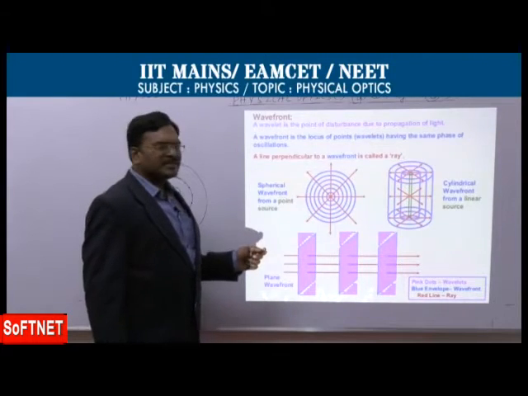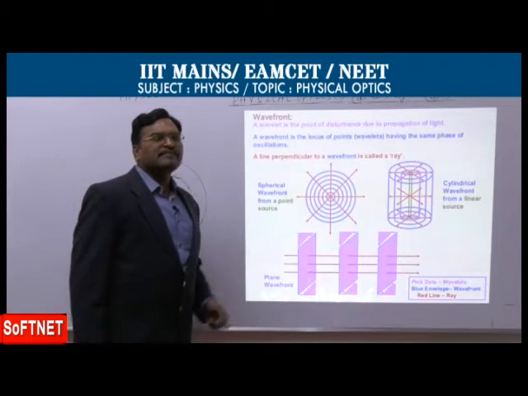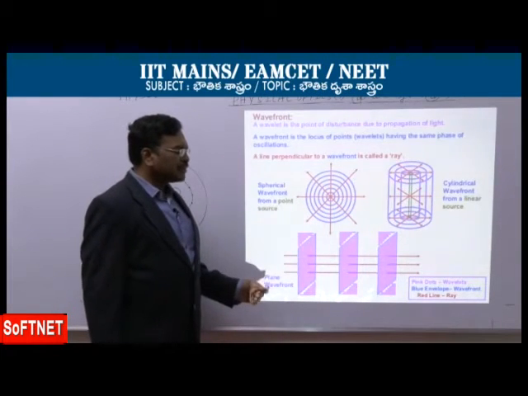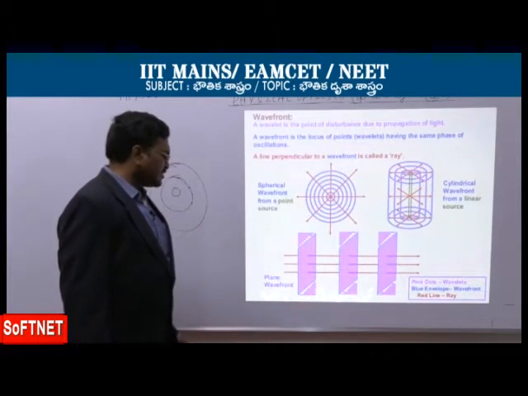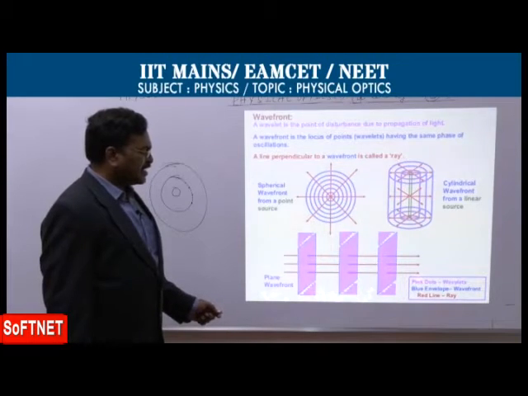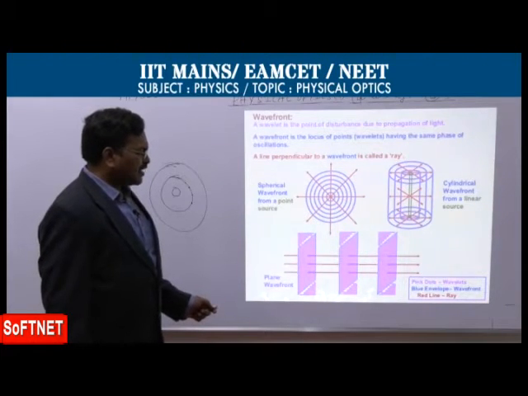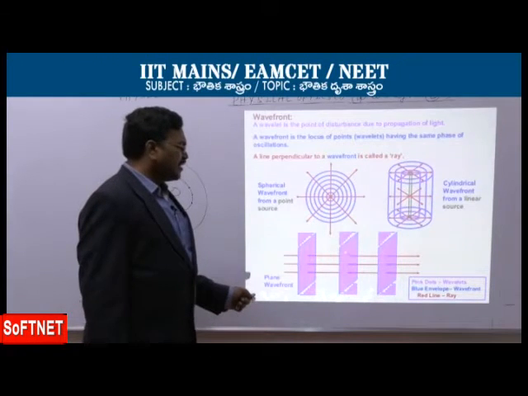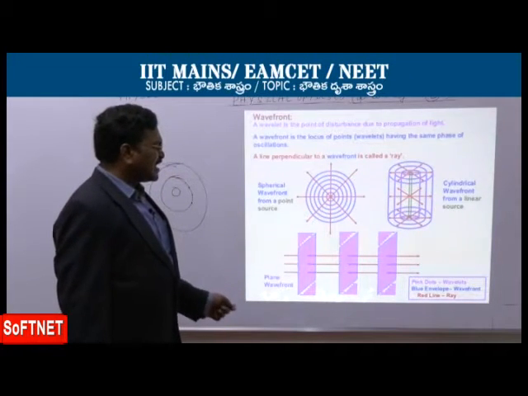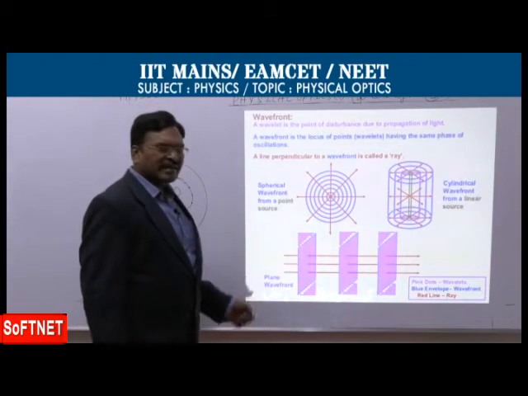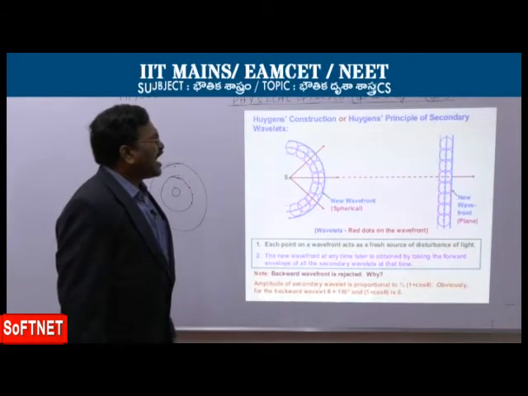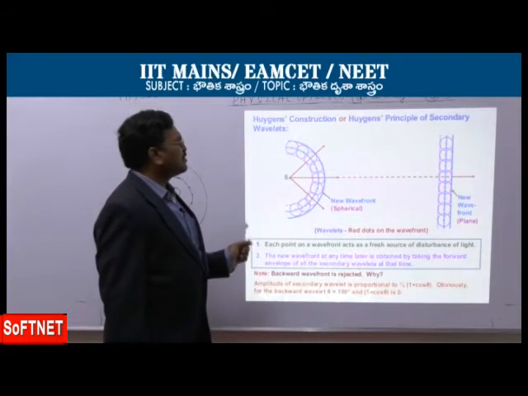Plane wavefront: the spherical or cylindrical wavefront observed from a distant object. At that time, the spherical wavefront becomes what? A plane wavefront. Here the pink dots are wavelets, the blue envelope is the wavefronts, and the red lines represent rays. Like that. And now, Huygens construction or Huygens principle of secondary wavelets.